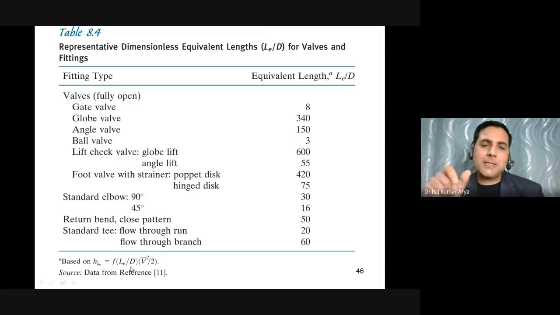Suppose by chance you have a pipe of, let's say, 10 meters. If you are fixing a gate valve, it gives a length equivalent to Le by D of 8 of straight pipe. That means your length is Le by D equal to 8, and you extend the pipe by that, so that much loss would be given by your gate valve. Did you understand this term? Whatever loss the gate valve gives, that loss would be equivalent to your pipe extended by this length. Okay?